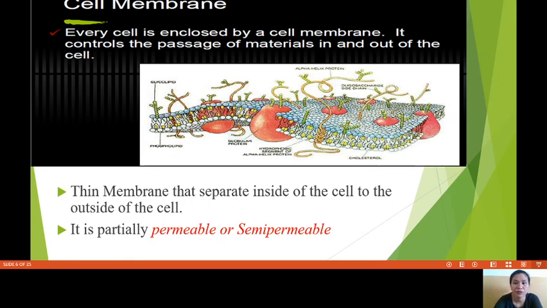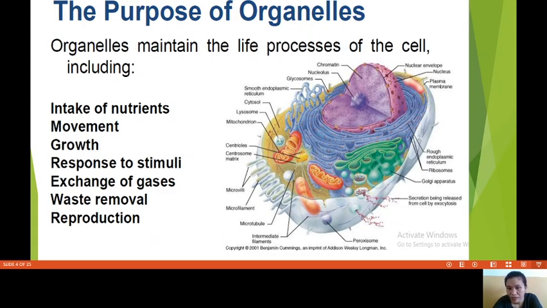Okay, this is how it looks like. You see, they are like a wall. They are made up of phospholipids. So again, every cell is enclosed, meaning the cell is covered by your cell membrane. Okay, this is how it looks like. Your cells are covered by your cell membrane. Look at this one.